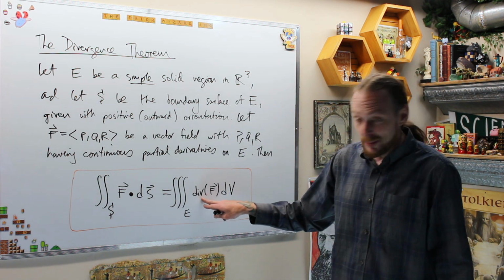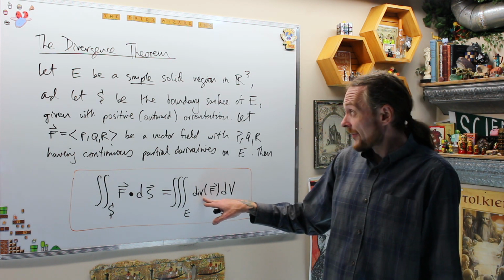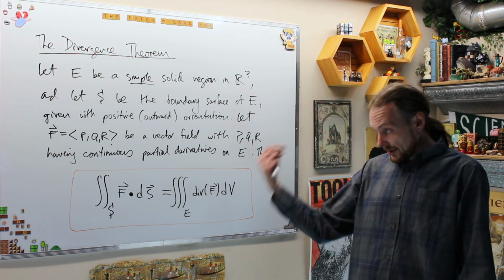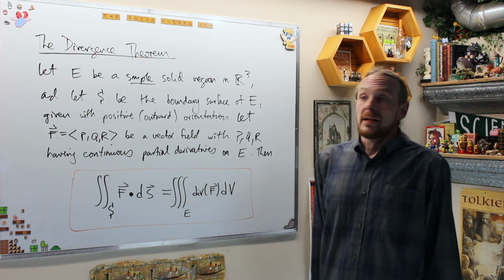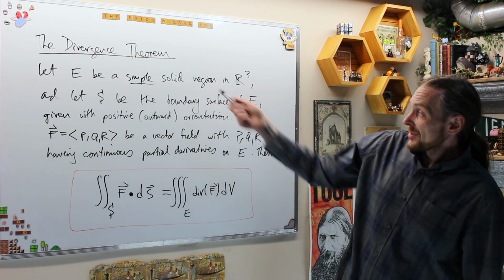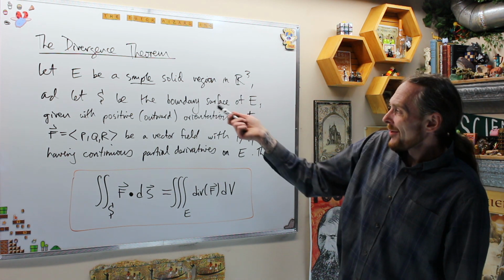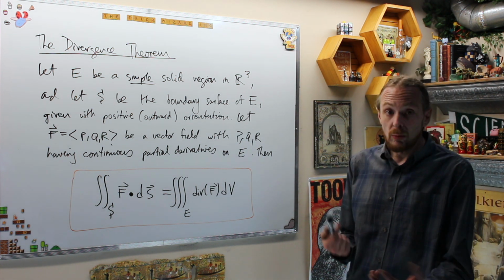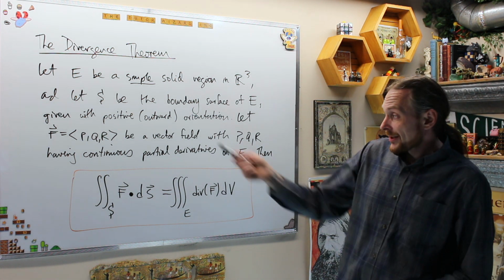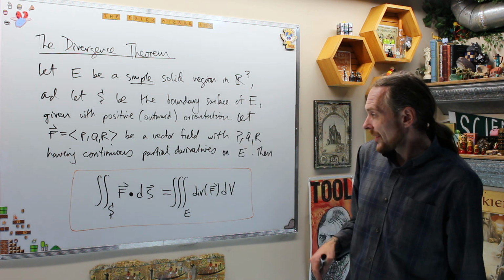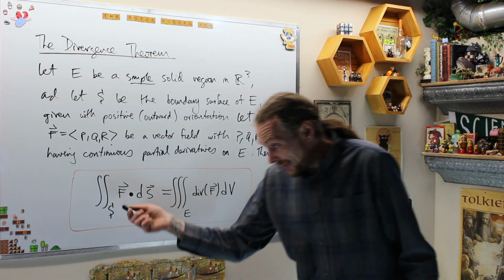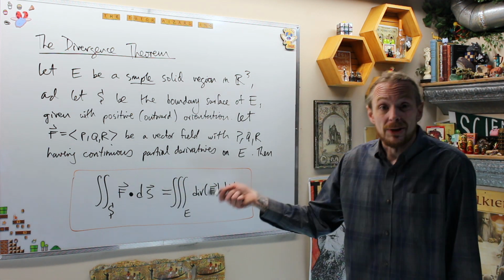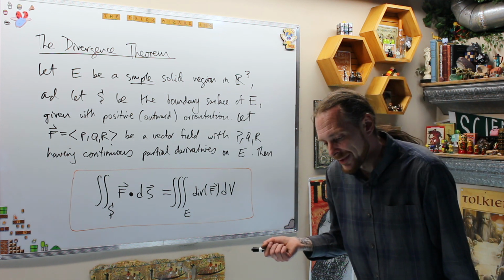Remember, divergence is the dot product of the del operator and your vector field, which says that that's going to be a scalar, or a number, and then we have a triple integral of that scalar. So what the divergence theorem tells us is if I have a simple solid region E in R3, bounded by a surface which has a positive orientation, or outwards always, and if we have a vector field which has continuous partial derivatives, so we can talk about its divergence, we have that the surface integral over that vector field is actually equal to a triple integral of its divergence. And thus it's called the divergence theorem in English.